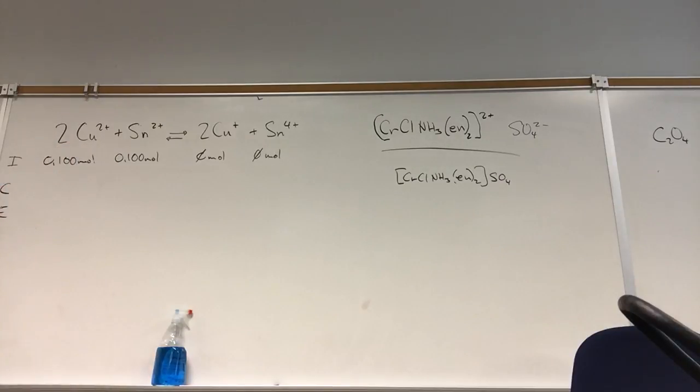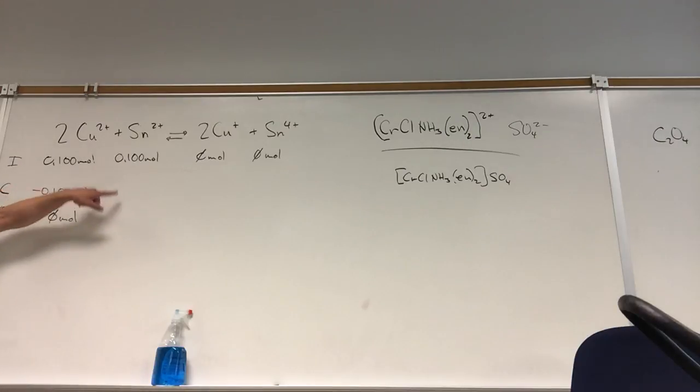What happens to the limiting reagent in a reaction? The limiting reagent is completely consumed, right? And so if the limiting reagent is completely consumed, how much of it do we lose? We lose all of it. And so the change, the C stands for change. The change is we're going to lose all the limiting reagent, and we're going to be left with no limiting reagent. The limiting reagent is completely consumed. So we get 0 moles.